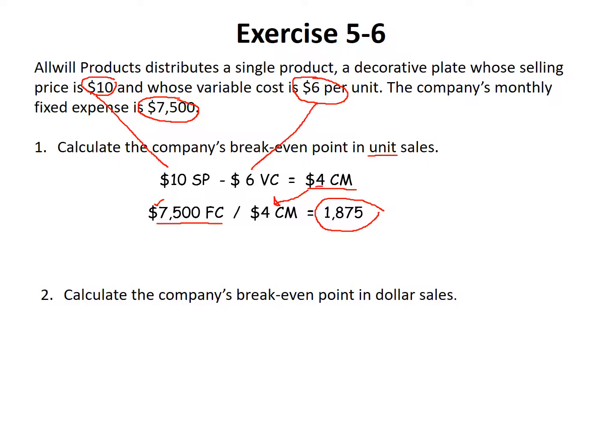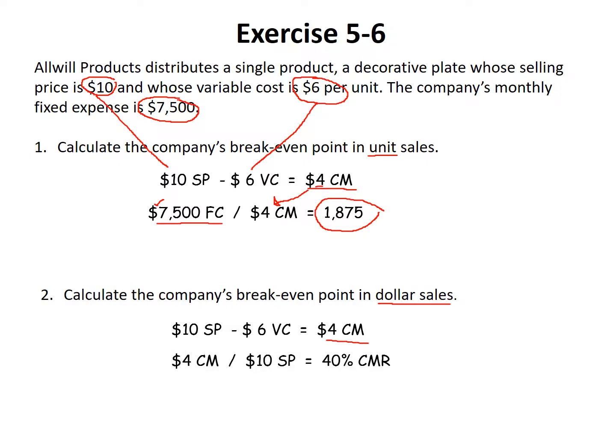In the second part, we're asked to calculate the company's break-even point not in unit sales, but in dollar sales. So what's the sales volume we're going to have to achieve? Again, this is a form of a break-even formula, slightly different than the one we just saw in number one. Again, we start out with our sales price of $10. We subtract out our variable cost of $6. So now we have calculated our contribution margin just like we did in problem number one.